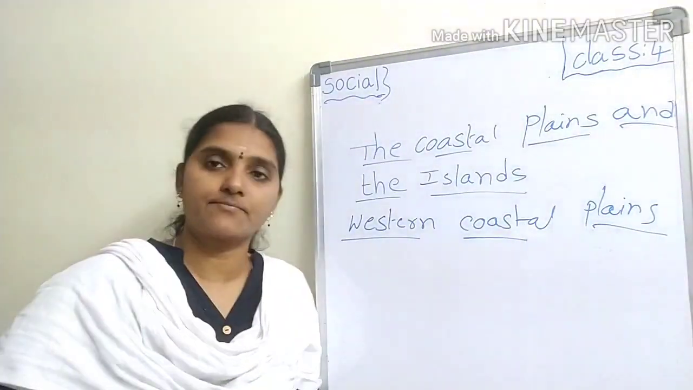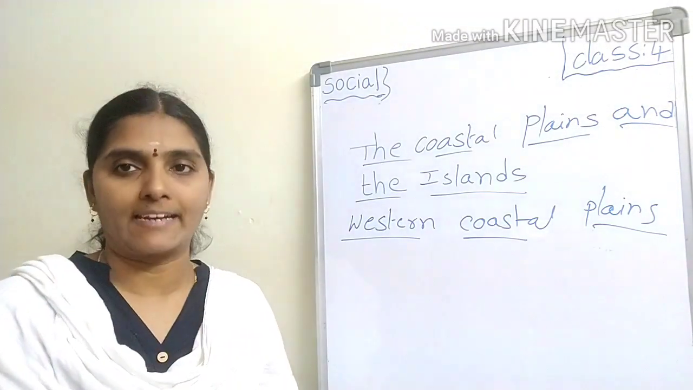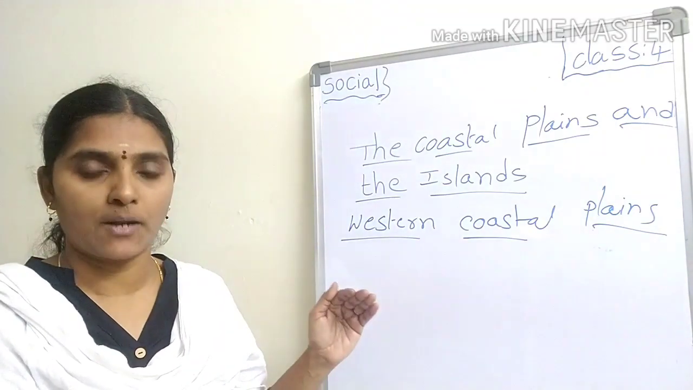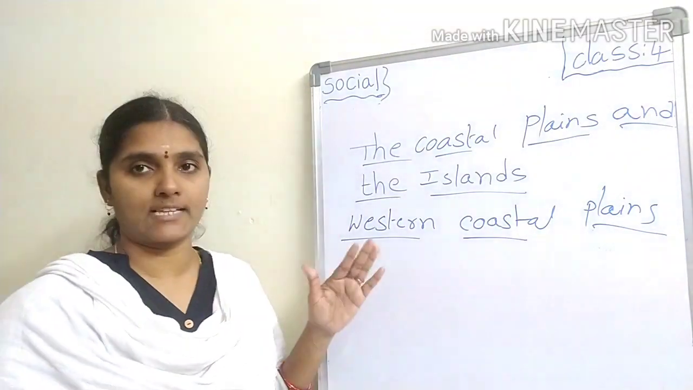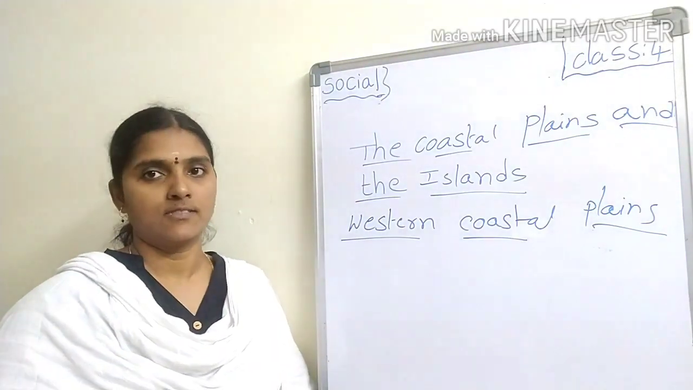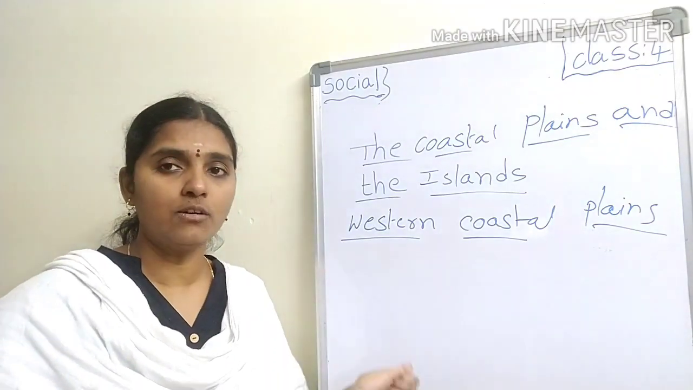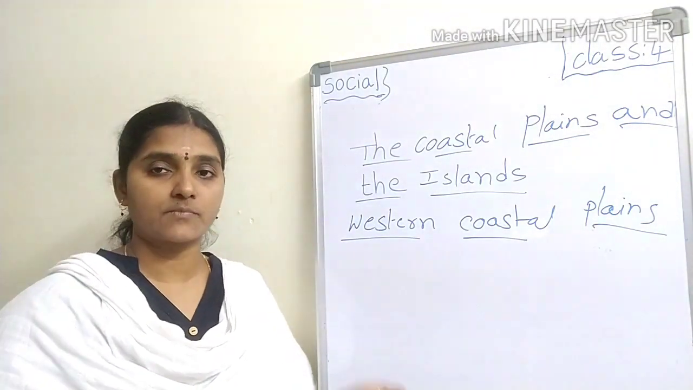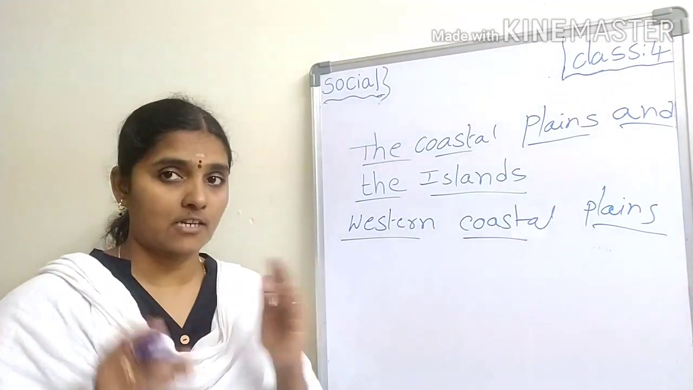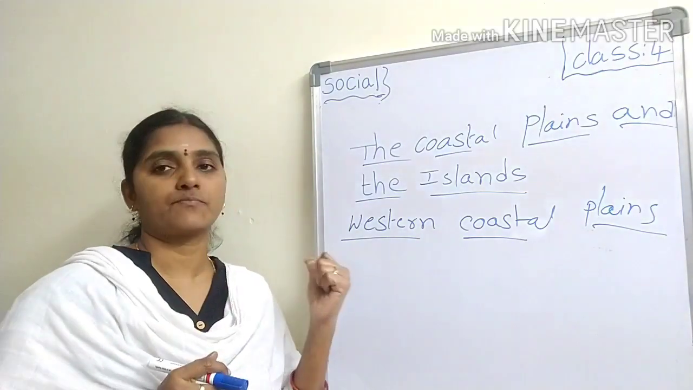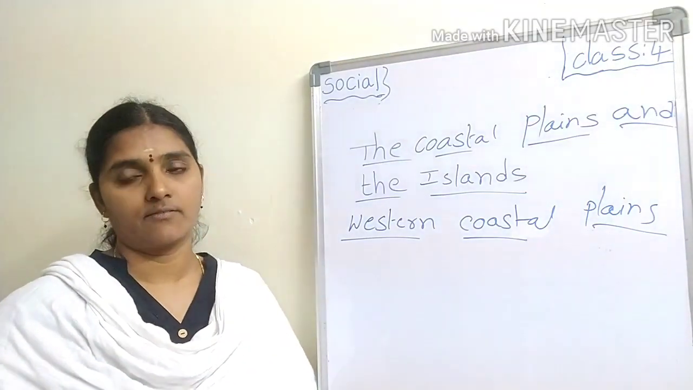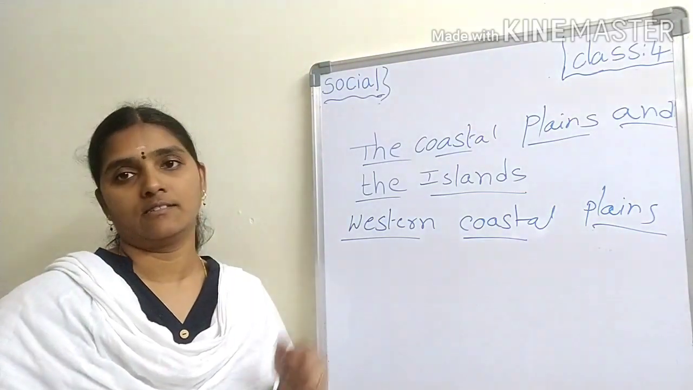The western coastal plains are a thin strip of land that stretches from the state of Gujarat in the north to Kerala in the south. The western coast lies between the Western Ghats and the Arabian Sea.